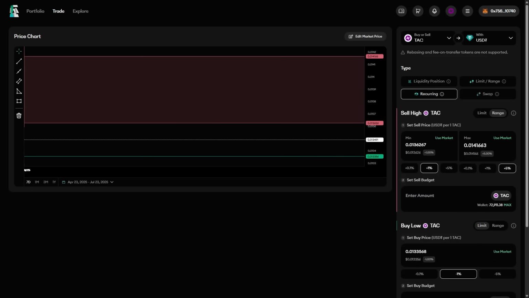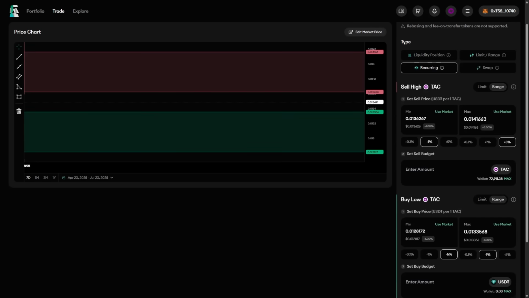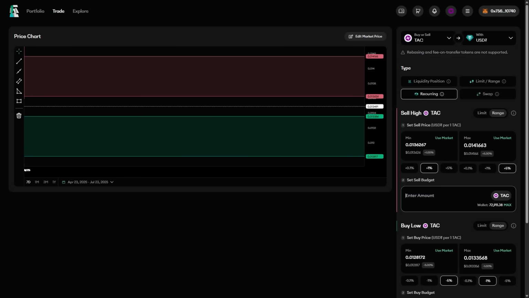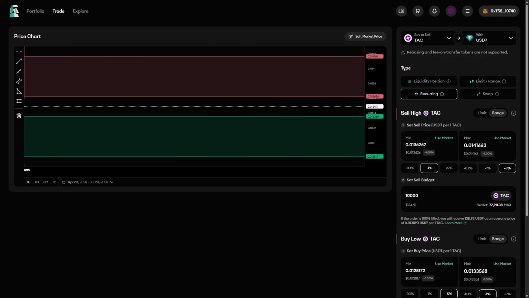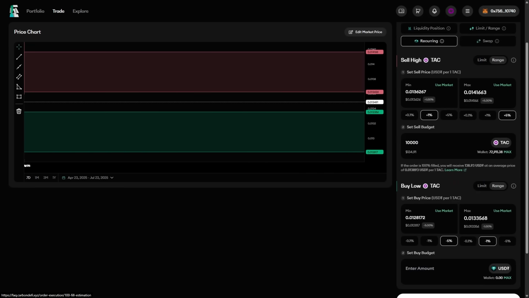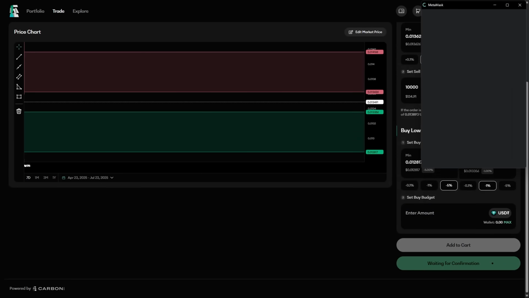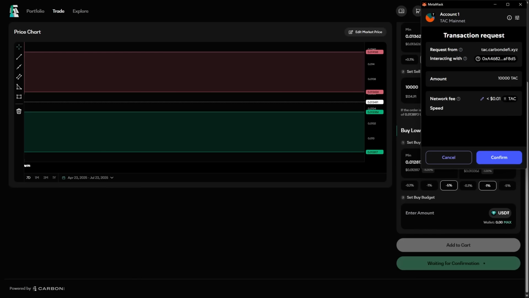The second part of the strategy is rebuying the TAC if the market dips. It starts buying TAC 1% below the current market price, and keeps buying TAC all the way down until 5% below the current market price. These ranges, between 1% and 5% away from the current market price, are where the strategy operates until it is out of funds. After setting up the logic for this strategy, I click Create, and a pop-up in MetaMask asks me to confirm my transaction.